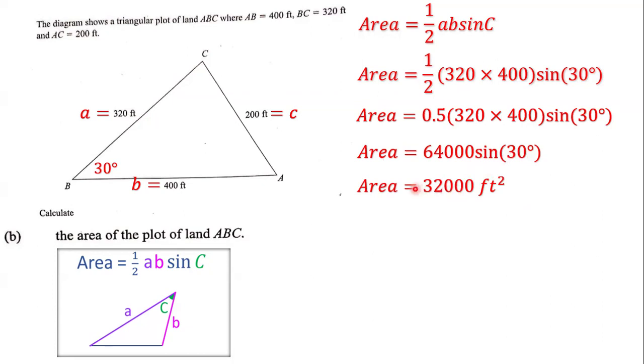And so this area is going to be 32,000 feet squared. So the area of this plot of line ABC is equal to 32,000 feet squared. And that's the answer to this question.